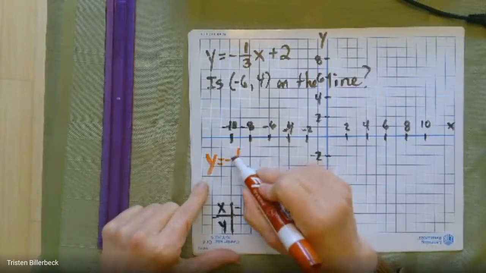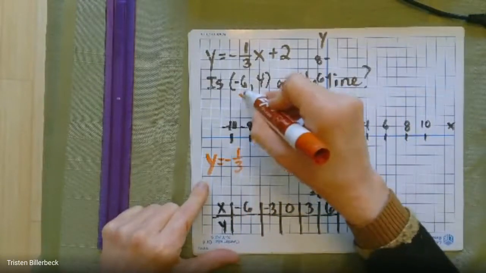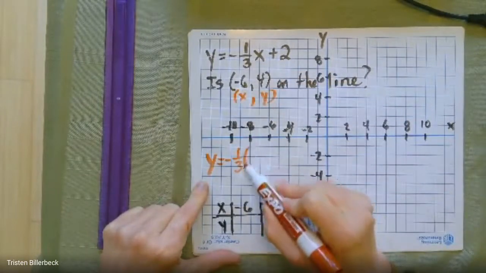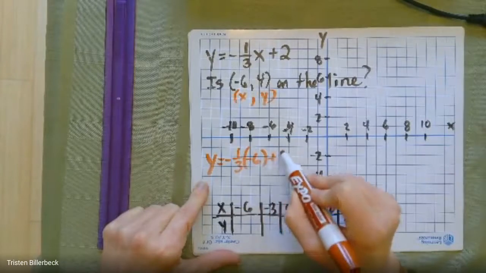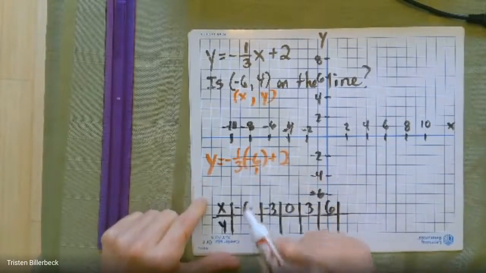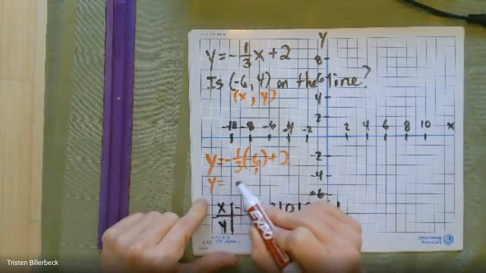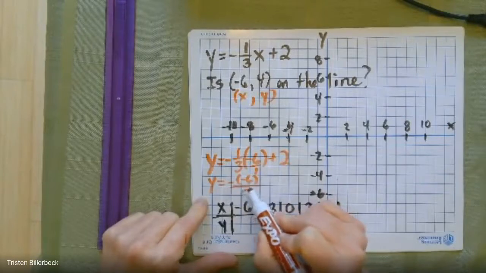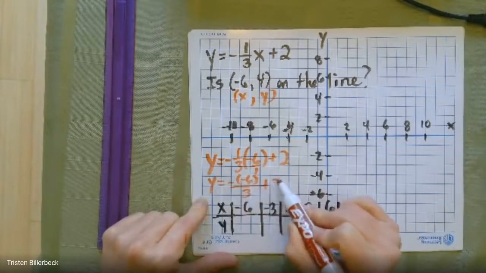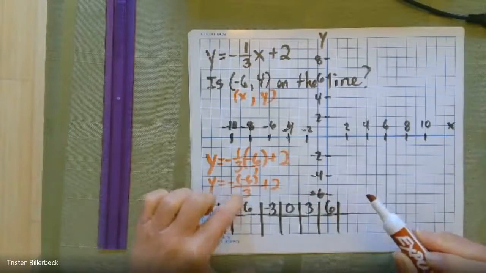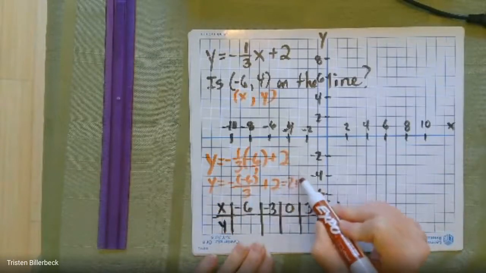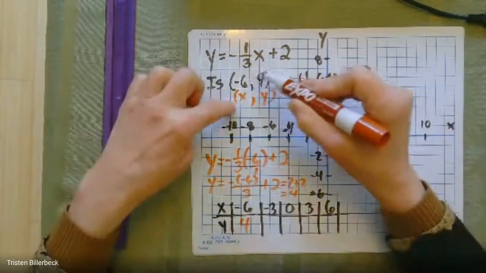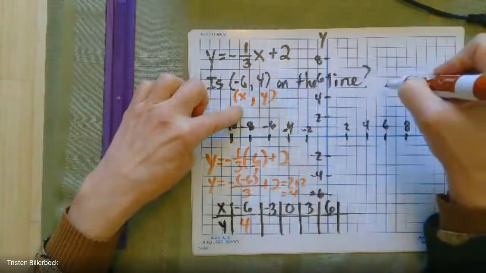Okay, so -1/3, and my x is here, my y is here. Okay, and so I put in -6 here plus 2. So it's really -6 over 1. So I have y equals -6 over 3. So that's just +6 over 3, which is 2, plus 2. So that means y equals 4. My question is, is (-6, 4) on the line? Yes.